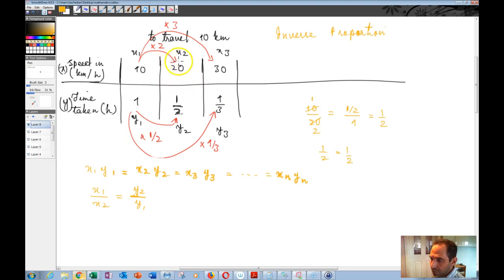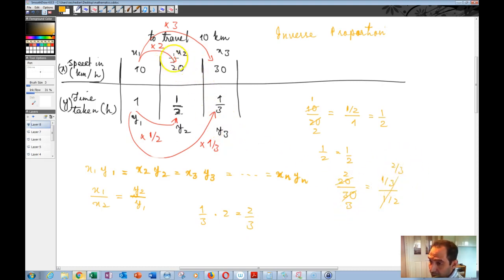Or the relationship that you can see over here is, for example, 20 to 30, and that's equal to 1/3 to 1/2. So 20 to 30 is the same thing as 2 to 3. And 1/3 to 1/2 is the same thing as 1/3 times 2, which is equal to 2/3. And so this whole thing is 2/3, so 2/3 is equal to 2/3.